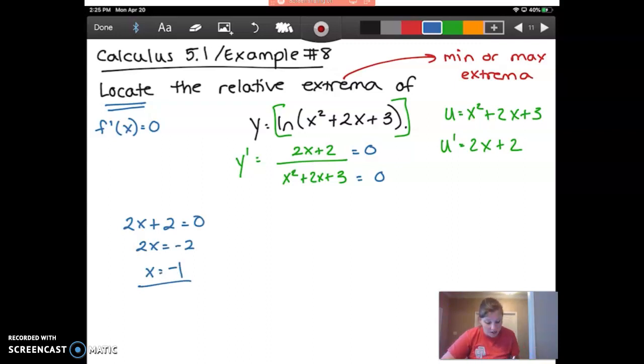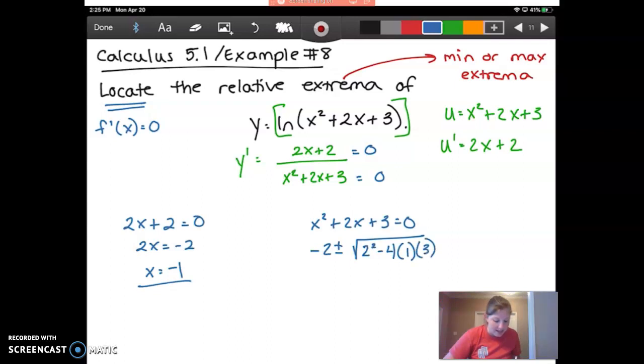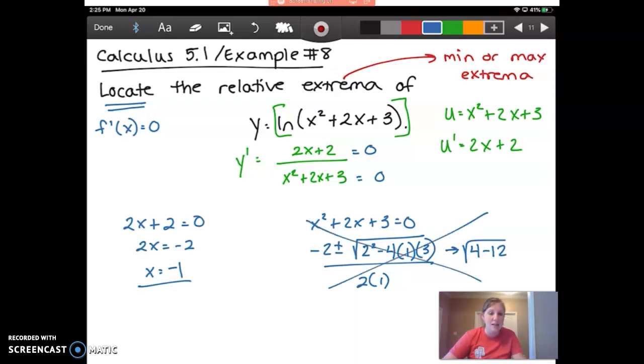When I solve for the second one, x squared plus 2x plus 3 equals 0. Be careful, you cannot factor this because it's a positive 3. So I can't factor this to x plus 3 and x minus 1. It won't work. I would actually have to use the quadratic formula, which is negative b plus or minus the square root of b squared minus 4ac, all over 2a. What I want you to immediately recognize is that you have 2 squared, which is 4, minus 4 times 1 times 3. In other words, I'm going to have 4 minus 12 inside of a radical. That's going to give me an imaginary number, meaning I can throw this out completely. So I only have one critical number that I'm concerned with here.